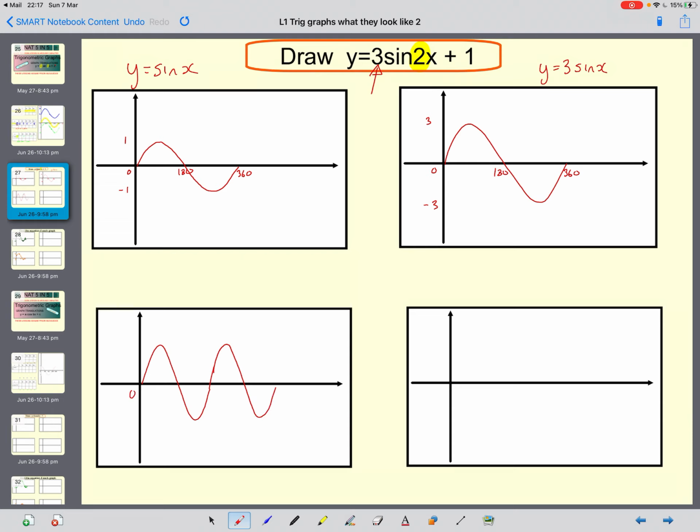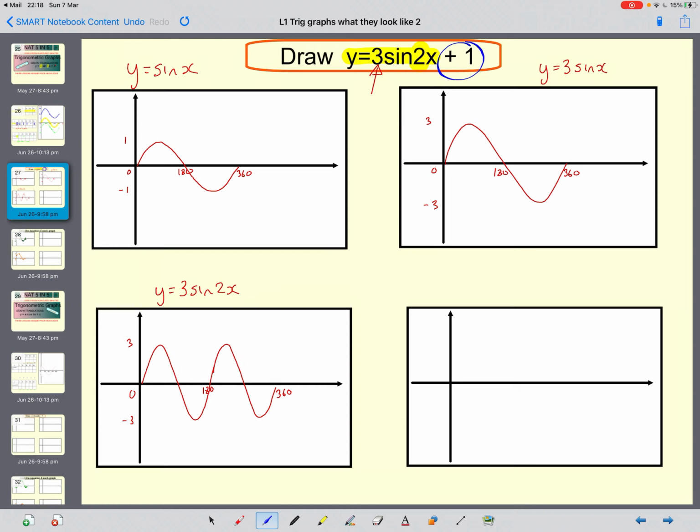Okay, so 0, 360, that's 180. It's still going up to 3 and down to negative 3. So I have now drawn y equals 3 sine 2x. So I'm getting there. Okay. So I have drawn all of this part now. 3 sine 2x. The only thing left to do is this add 1 at the end.